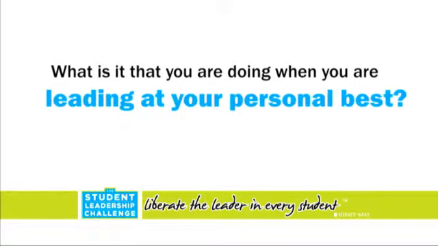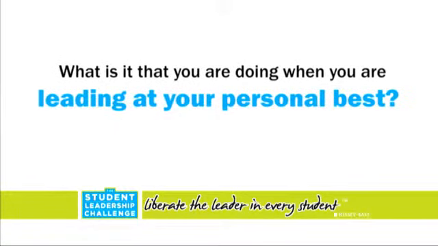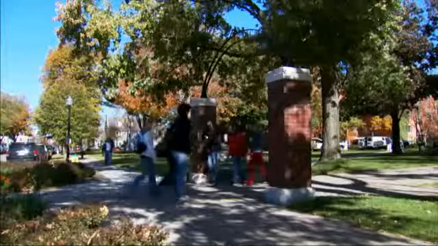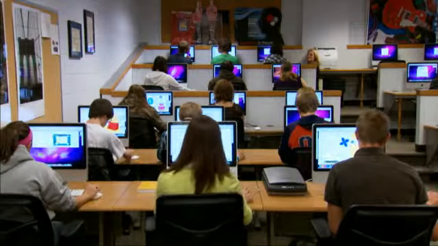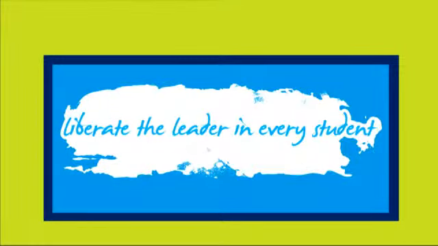More than 25 years ago, Jim Kouzes and Barry Posner asked one fundamental question. What is it you are doing when you are leading at your personal best? In years of studying, they have identified 5 of the most common practices of successful and effective leaders. What they learned about the leadership behavior of millions of people, from high school students through CEOs, creates the model that will help you liberate the leader in every one of your students.